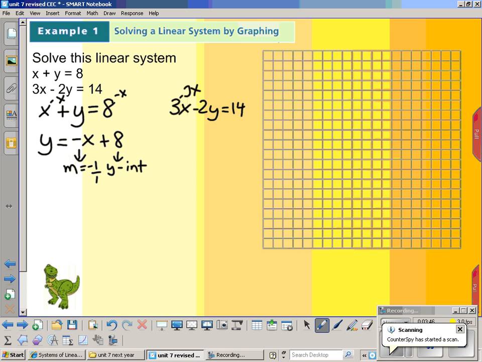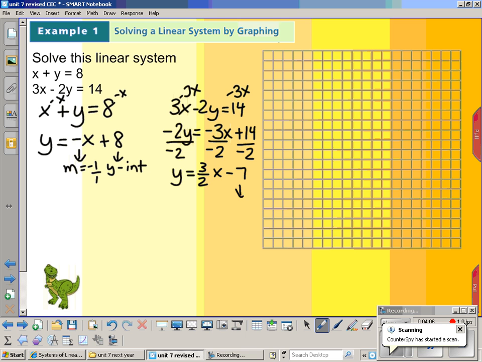Y by itself. So we're going to have -2y = -3x + 14. And then we're going to divide everything by -2. So we end up with 3/2 x - 7, so this is our y-intercept, and our slope is 3 over 2. So what we know is we have a y-intercept of positive 8 and a y-intercept of negative 7. So pretty much we can split this in half.